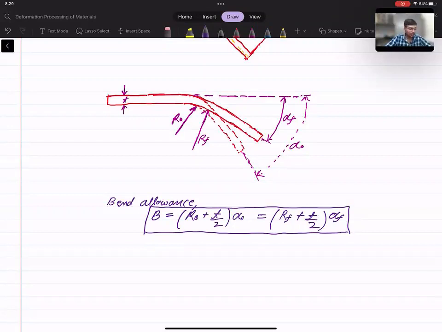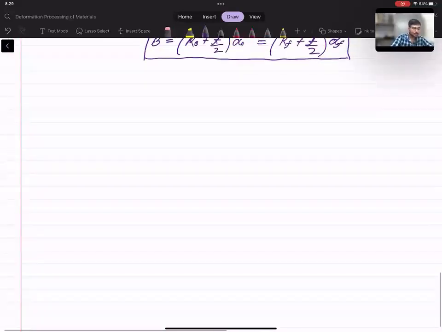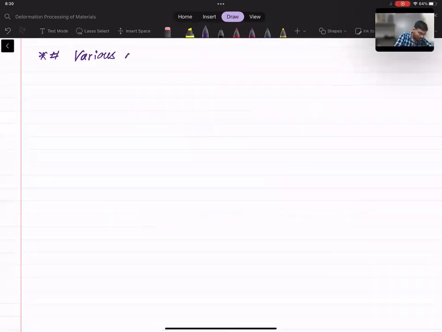Now let us see the various forms of bending operations carried out. Okay. So depending on the shapes which are needed, there are various forms of bending operations. Okay, so we will now see various bending operations.